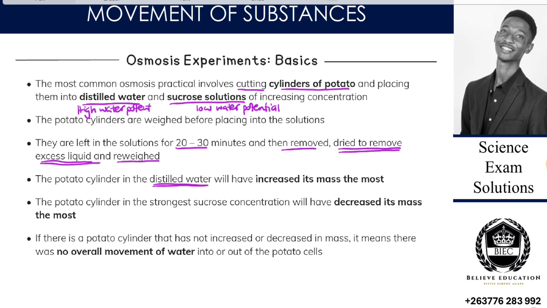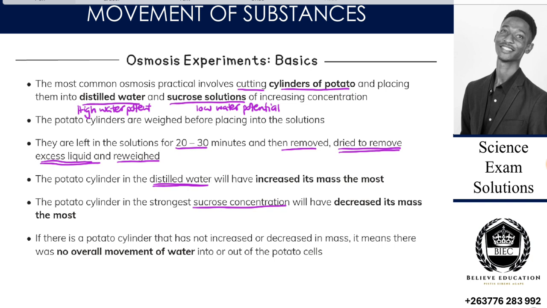Then the potato cylinder in the strongest sucrose solution. Our sucrose solution, remember, is where we have low water potential, will have a decrease in its mass the most. So we are saying that the potato cylinder placed in sucrose, where there is low water potential, so water is needed in the sucrose, so it will be pulled away from the potato. So when water is taken from the potato, it is being drawn out, and that is where we get a decreased mass.